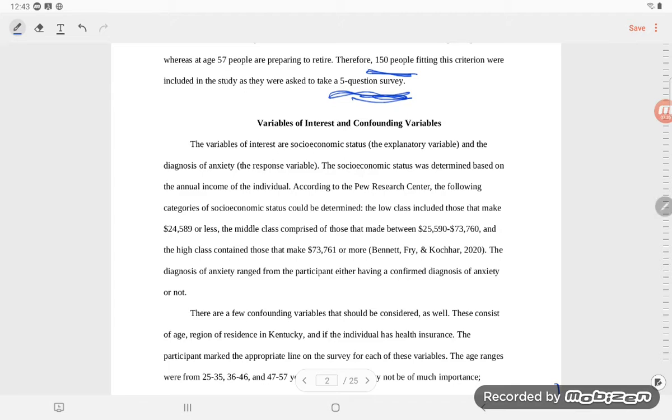And so they've got their socioeconomic status, the explanatory variable. They've got their response variable. And here, they have some reference material that they looked at, the Pew Research Center. So this is giving me confidence that they know what they're talking about. And they're very complete by using a nice reference there. Okay, and so they give us some background information.